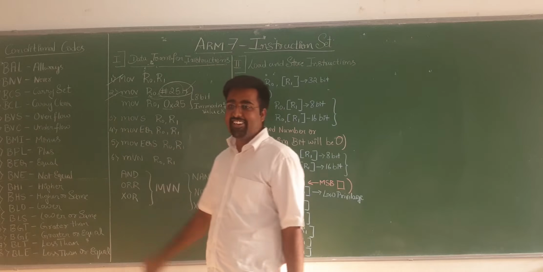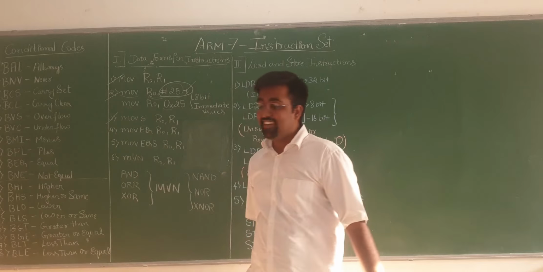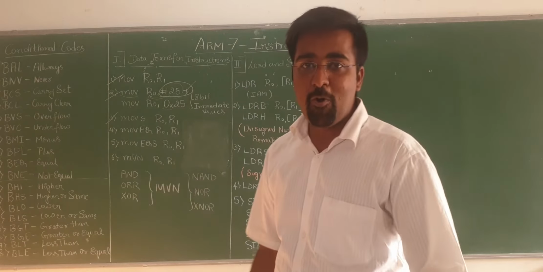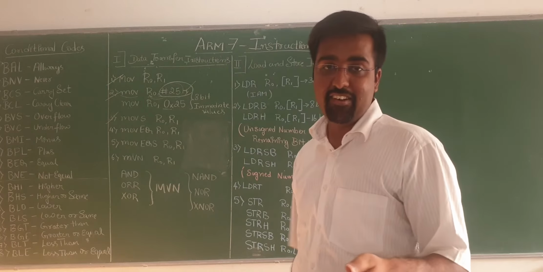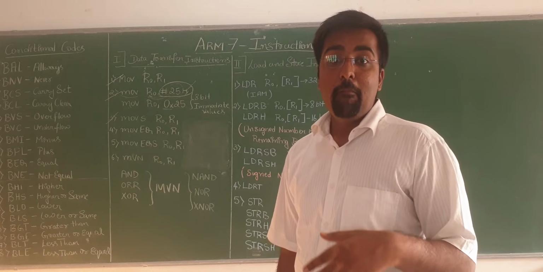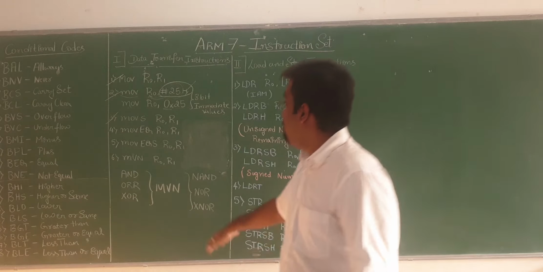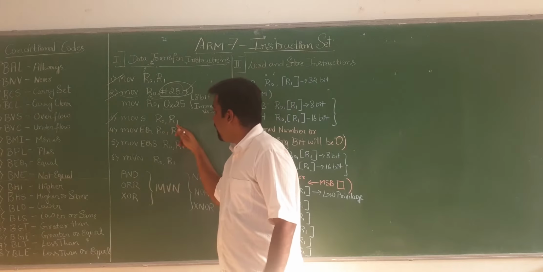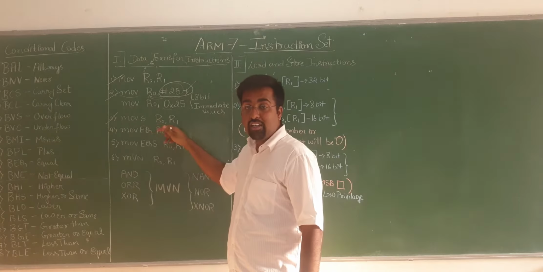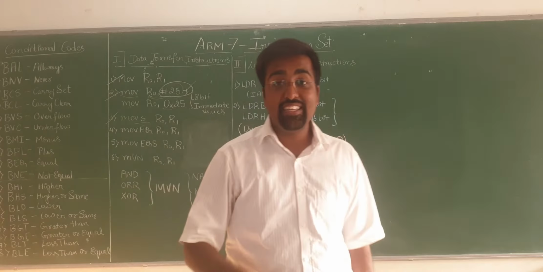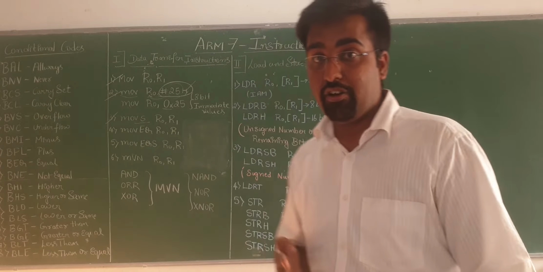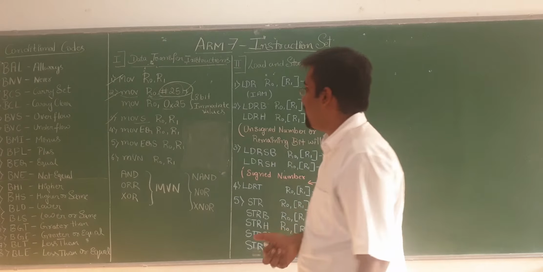We shall go with the third instruction. The third instruction we have is MOVS, MOV followed by S. What does MOVS do? Move the content of R1 to R0 and set the flag to 1. It is setting the flag bit here. It is the same as your move operation.